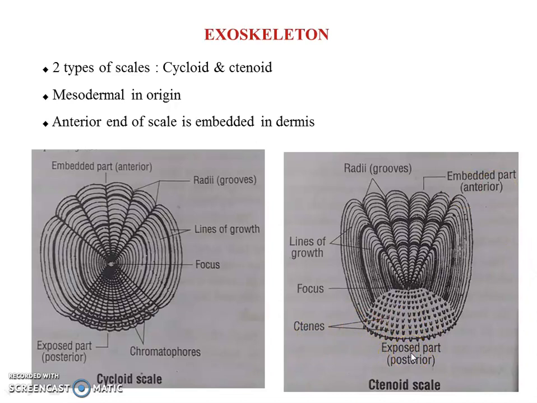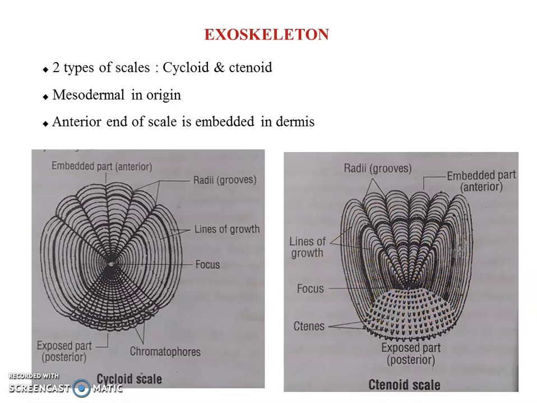Okay, the cycloid scales don't possess any spiny structures, and each scale is marked by numerous concentric lines running around a central point, which is referred to as the focus. You can see over here the focus, or it is known as the nucleus. So you can see the concentric rings surrounding the focus, isn't it? Here also this is the focus. You can see the central part, and then all these lines are concentrically arranged around this focus.